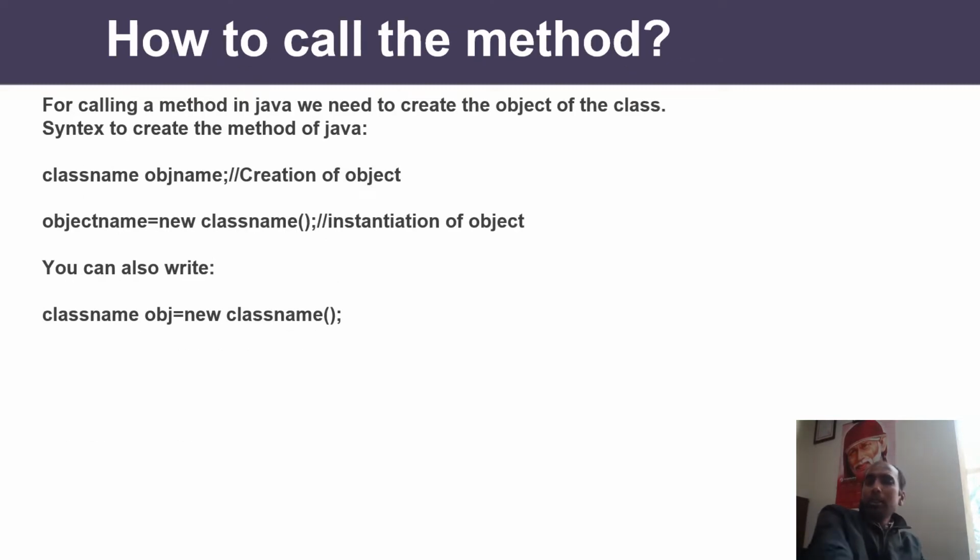Look, in Java, objects are reference type. What is the meaning of reference type? Reference type variables are the variables which do not contain a value directly inside them, but contain the address of the memory location where the actual value is stored. So for creating an object, you just need to write class name, object name. But remember, when you call the method by using that object name, an exception will come, null pointer exception.